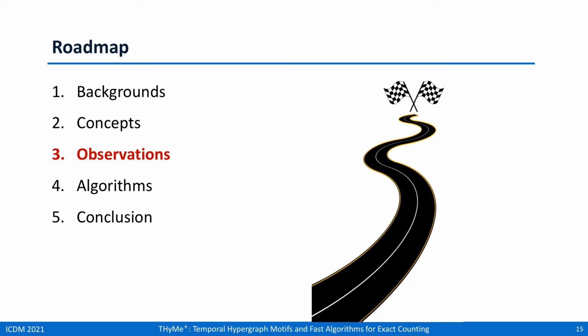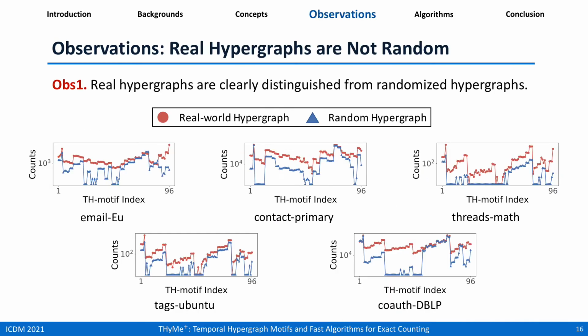Now let's see what we have found using the proposed TH-motifs. Our first observation is that real-world hypergraphs are clearly distinguished from randomized hypergraphs. As seen in the figures, the distributions of the number of instances of each TH-motif are very different between real-world hypergraphs and randomized hypergraphs.